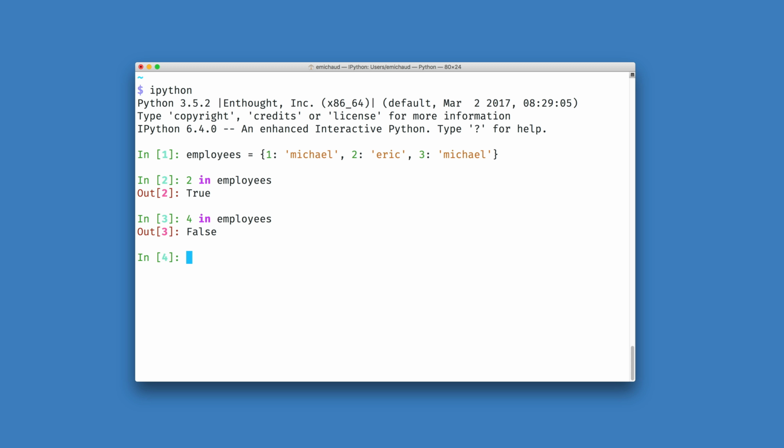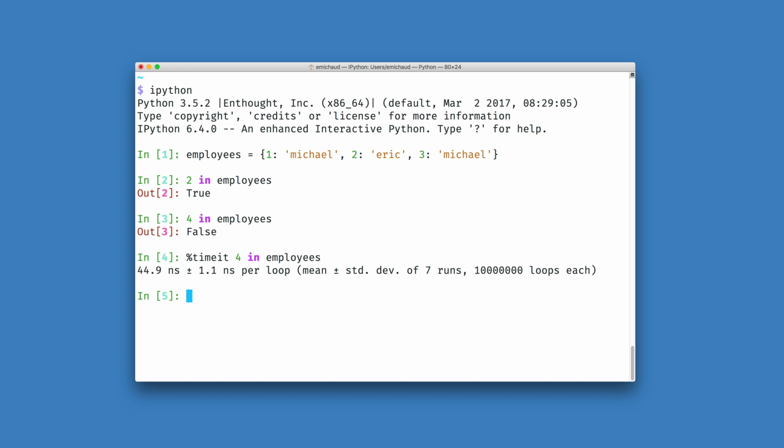Now, in dictionaries, this is a very, very fast operation. We can find out how fast it is by using the magic timeit function built into IPython. And depending on your architecture, this should take somewhere between 10 and 50 nanoseconds to compute.